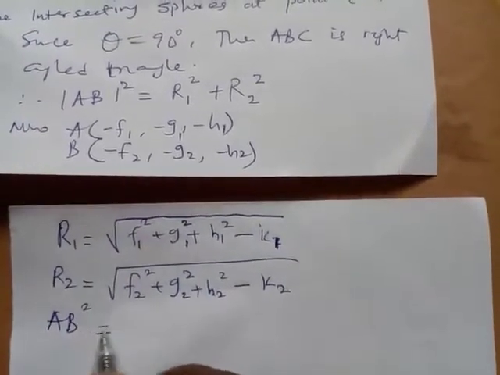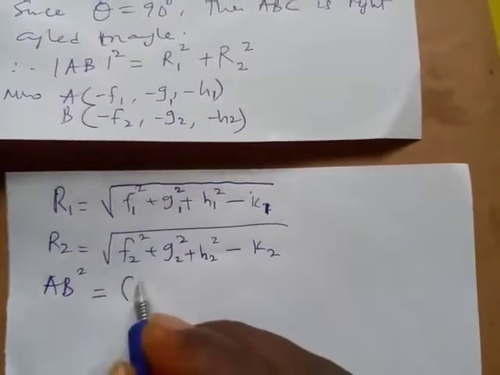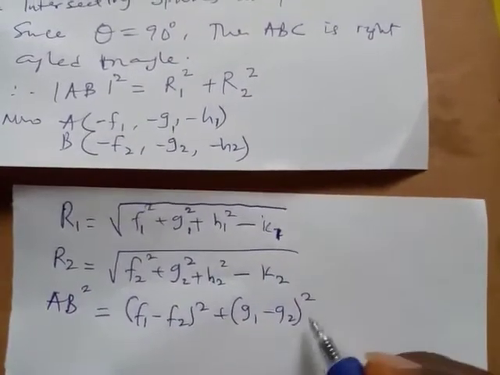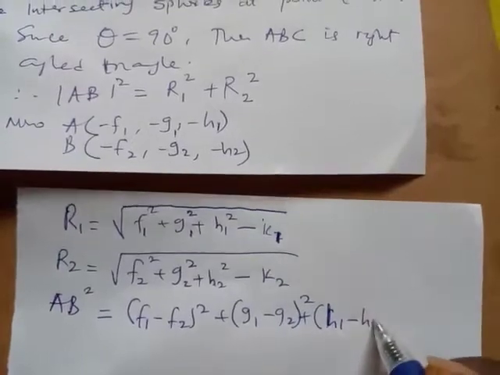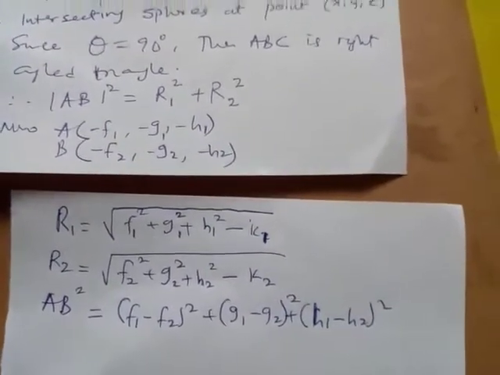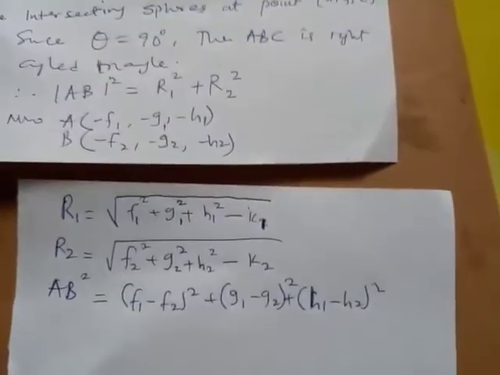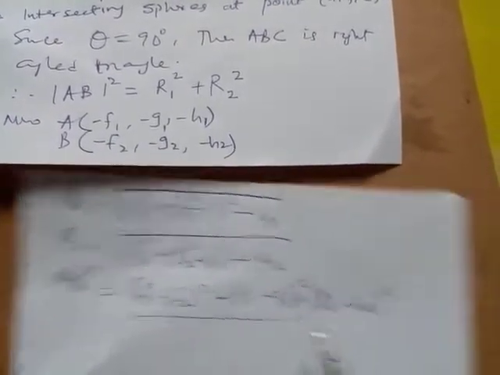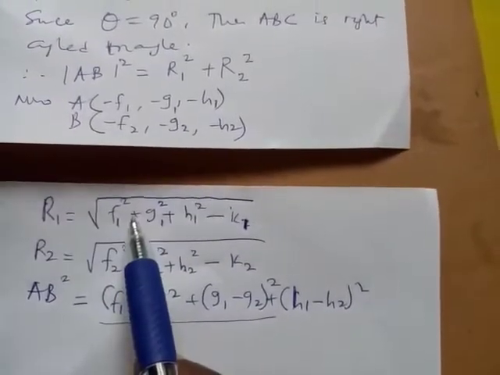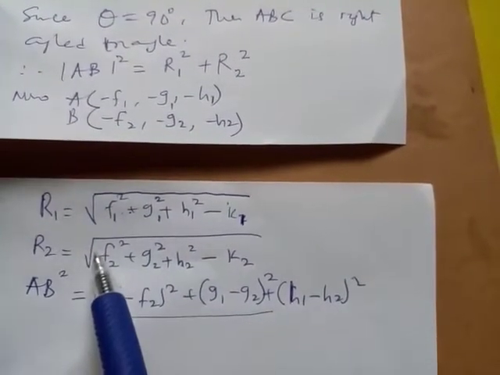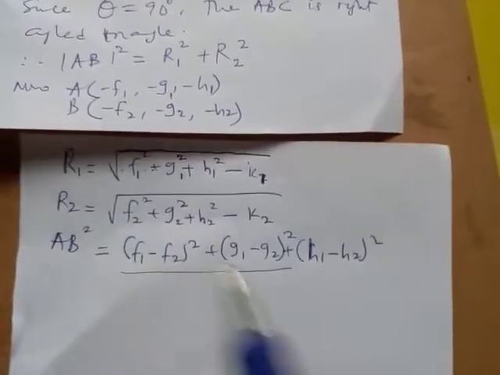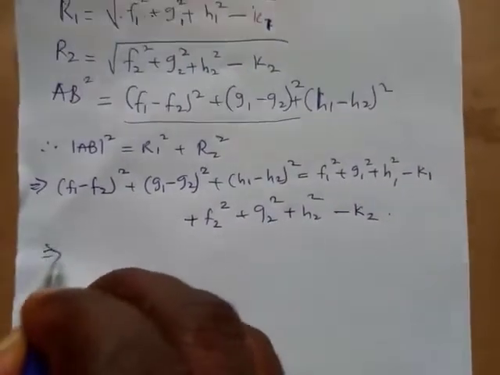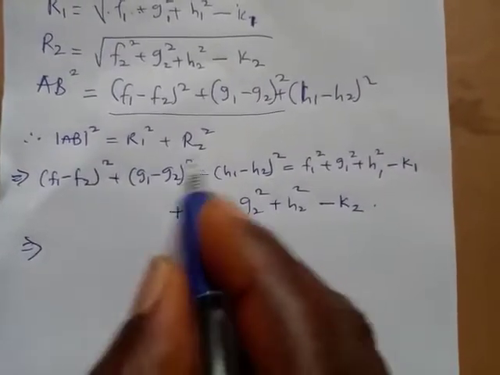AB squared is the distance between these two points, so it will be F1 minus F2 squared plus G1 minus G2 squared, finally plus H1 minus H2 squared. We can now make use of the Pythagoras theorem. This is our AB squared here, and this is our R1 squared. We remove the square root to become a square here, likewise for this. By doing so, we are going to have this. Now, when you expand and simplify, some of the F1 squared, F2 squared terms will cancel out.